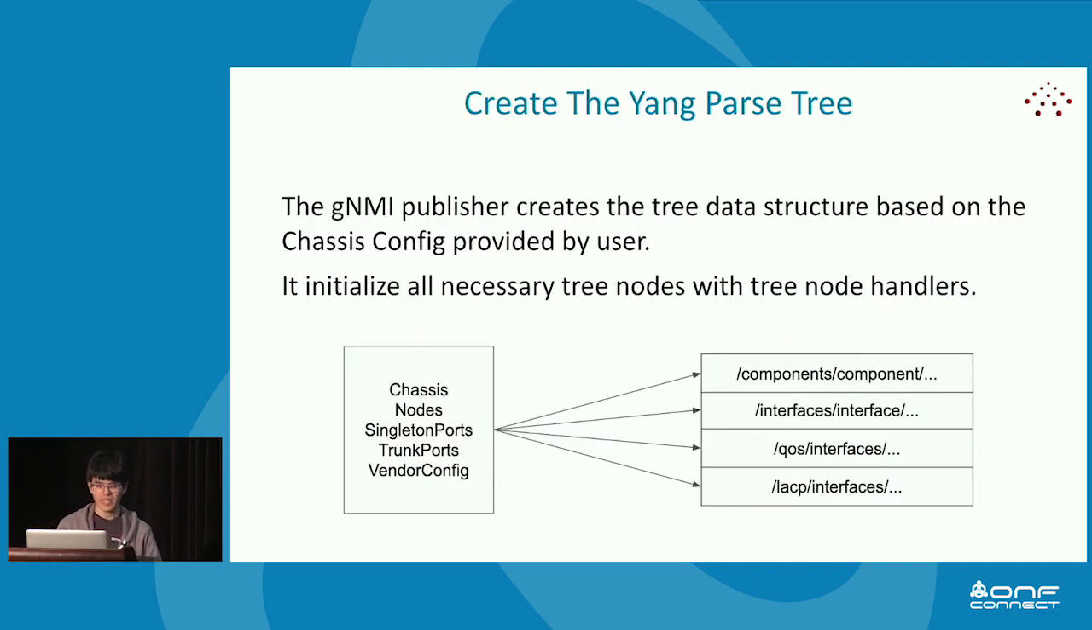Okay. And the next thing is the tree we store. The publisher actually generates this tree based on the chassis config. Like, we have one chassis, we have nodes, we have single ports, we have trunk ports, and vendor config. Then it will take all the configuration to generate different paths. For example, if we have a single port, then it will generate interface paths, for example enable, disable, auto-negotiation, and speed for just that single port.